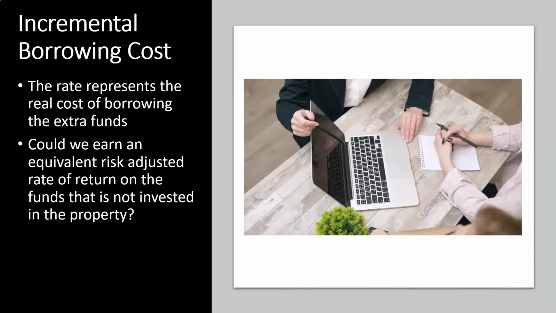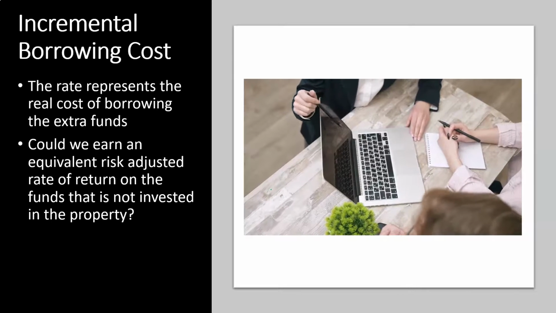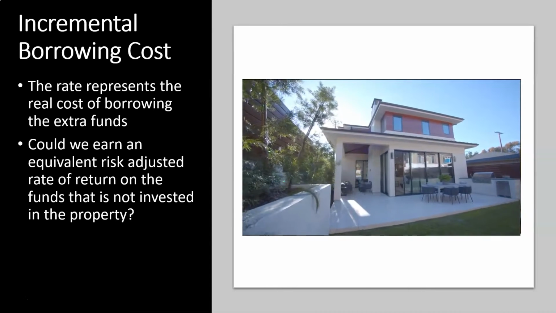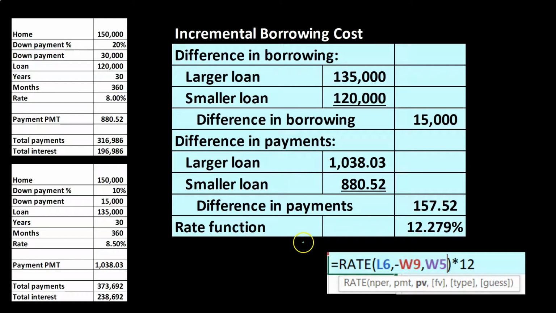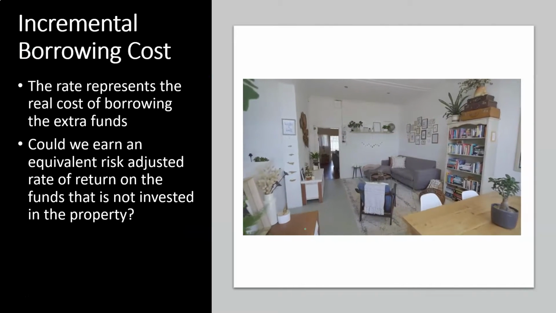So could we earn an equivalent risk-adjusted rate of return on the funds that is not invested in the property? In other words, if I was not to invest the funds in the property, could I basically invest it and make an amount above that? Because if I wasn't to invest the funds in the property, meaning I didn't put this 15,000 in and I took the larger loan, in essence, I'm paying an incremental borrowing cost of the 12.279. So if I don't put it in the property, then I would have to get a rate of return higher than the 12.279 in order to make it a good decision to basically keep it and invest it.